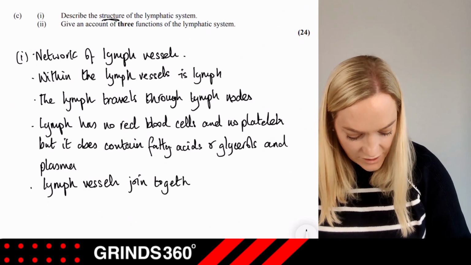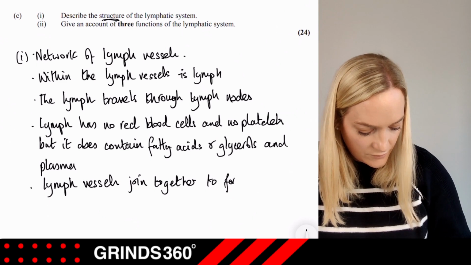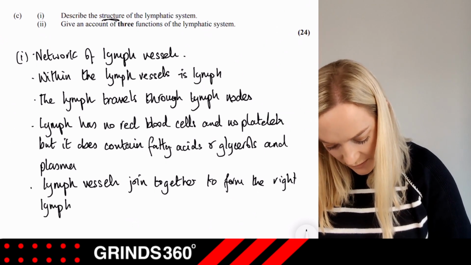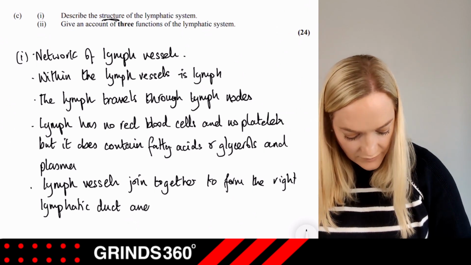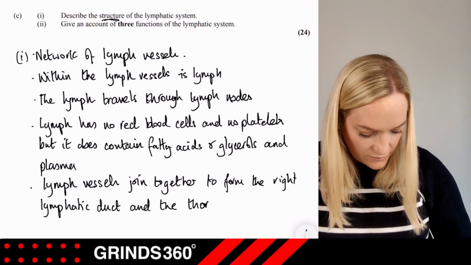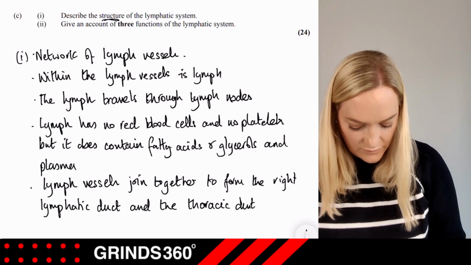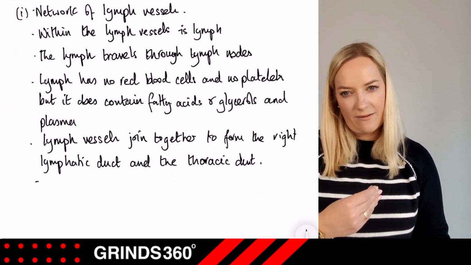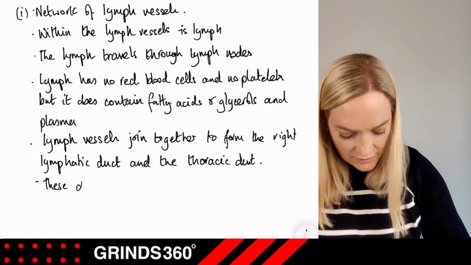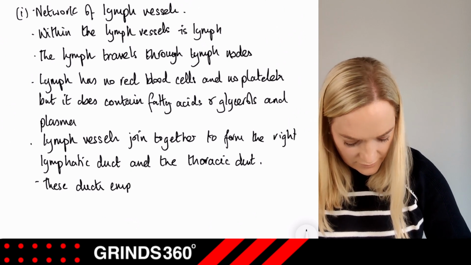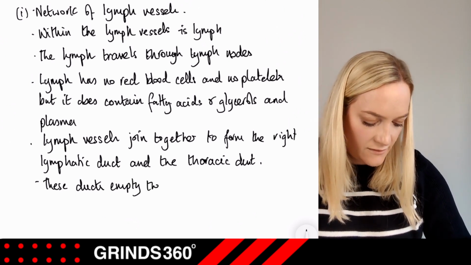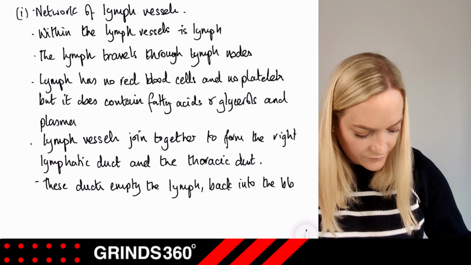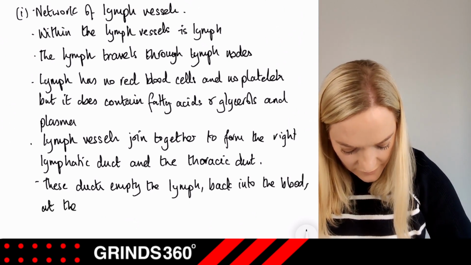So our lymph vessels, because it's about our structure, join together to form the right lymphatic duct and the thoracic duct. Then we can say these ducts empty the lymph back into the blood at the subclavian vein.